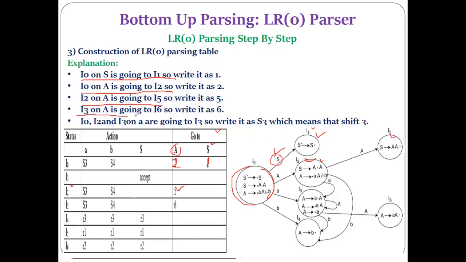Then I3 on A is going to the I6. That is the reason you have to make the entry of state number 6 here.